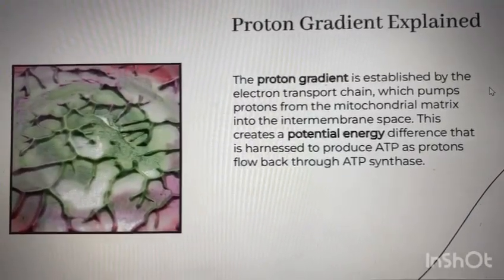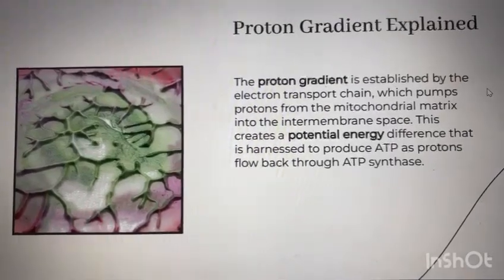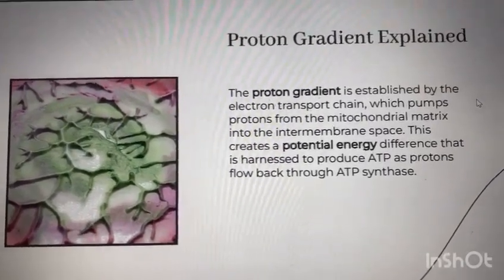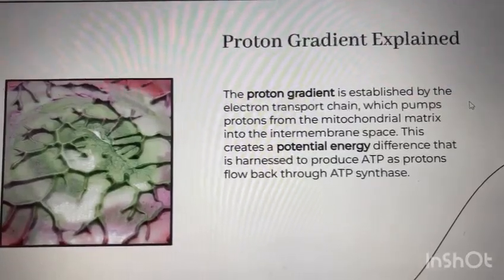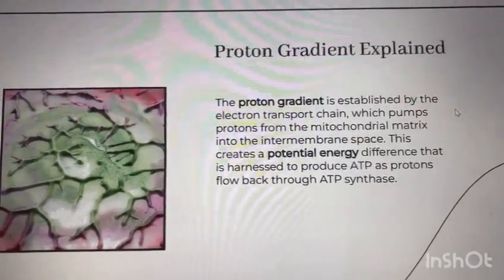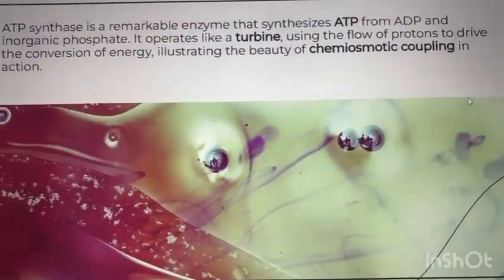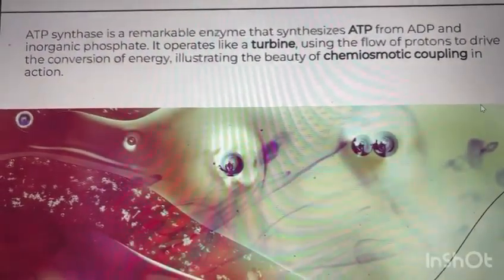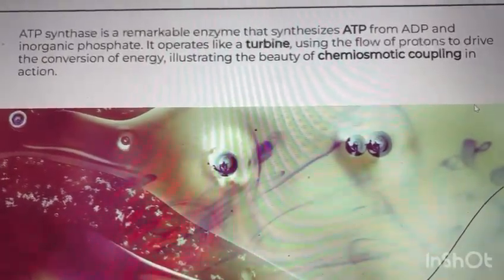Proton gradient explained. The proton gradient is established by the electron transport chain, which pumps protons from the mitochondrial matrix into the intermembrane space. This creates a potential energy difference that is harnessed to produce ATP as protons flow back through ATP synthase. ATP synthase is a remarkable enzyme that synthesizes ATP from ADP and inorganic phosphate.